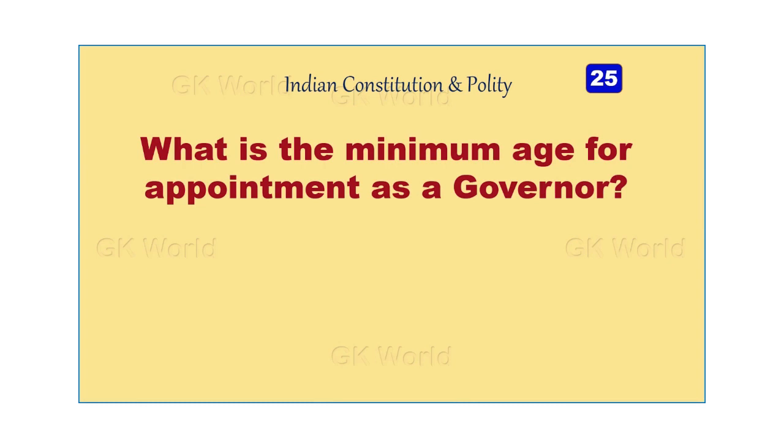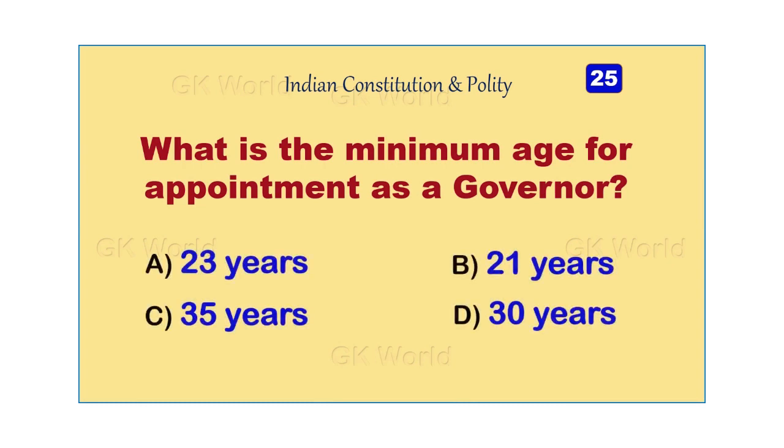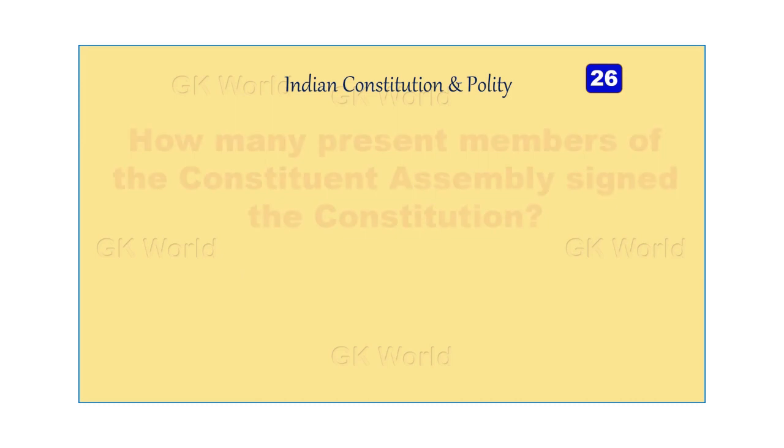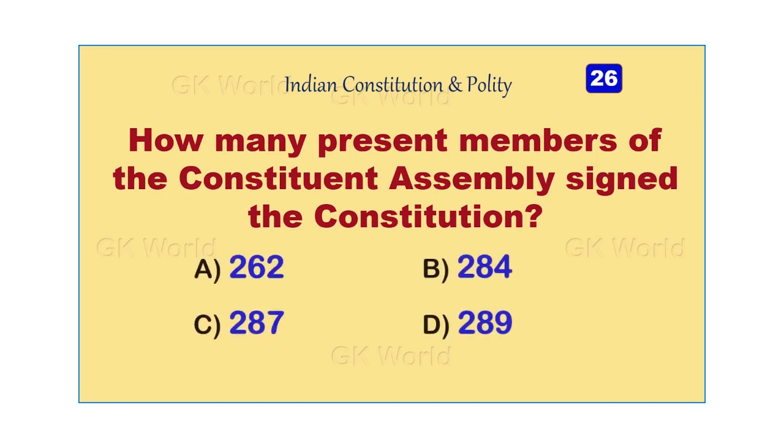What is the minimum age for appointment as a governor? Option C. 35 years. How many present members of the Constituent Assembly signed the Constitution? Option B. 284.